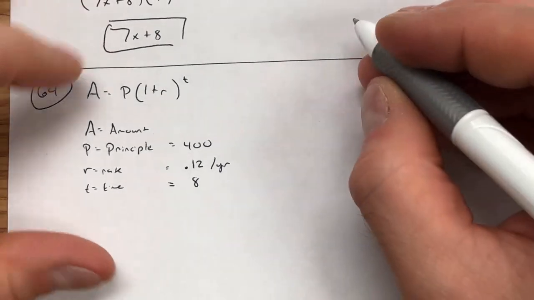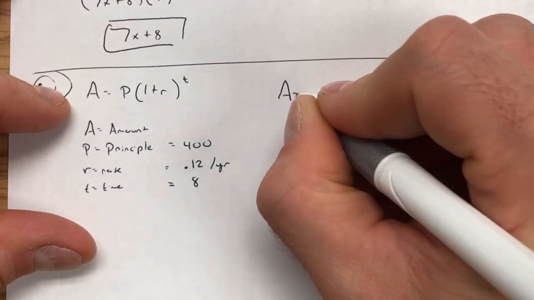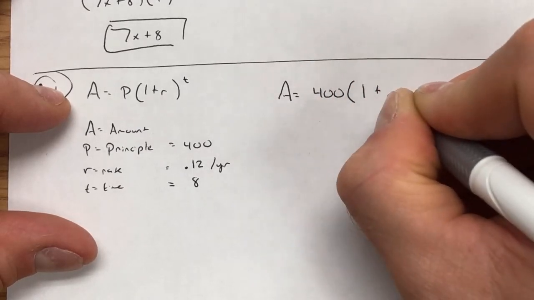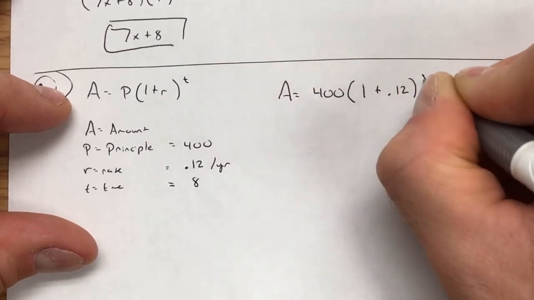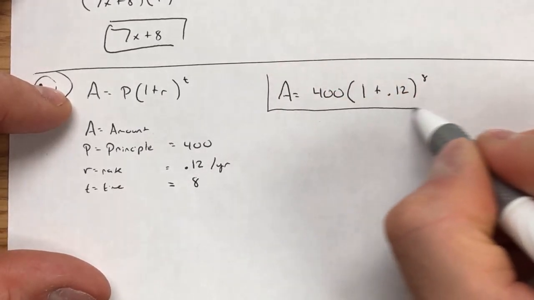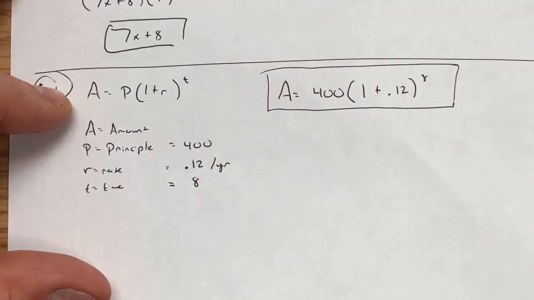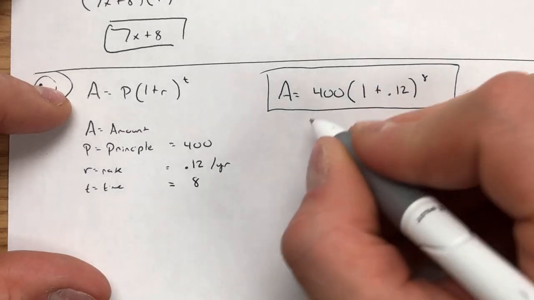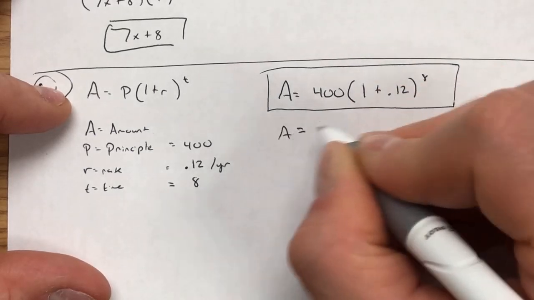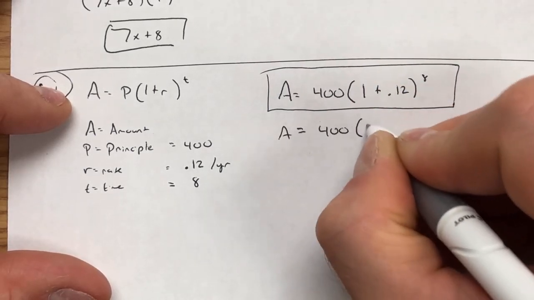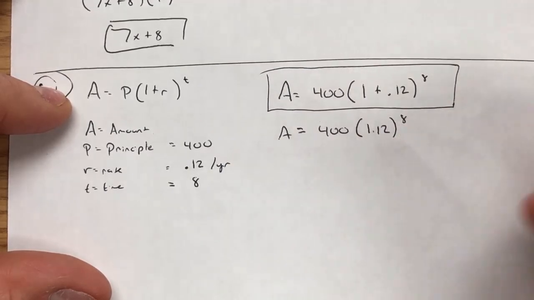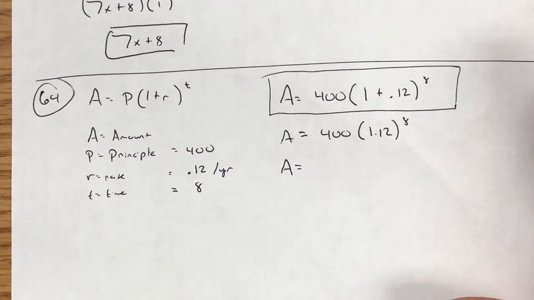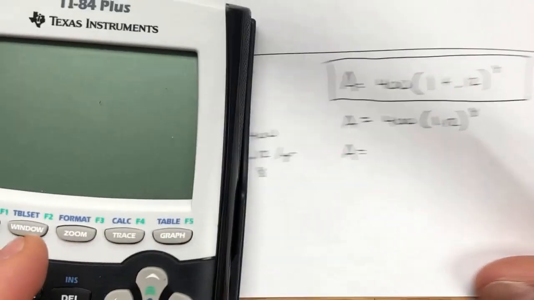Okay. So if I plug all these values in, I get A equals 400 times 1 plus 0.12 raised to the 8th. This is answer number 1. This is your expression. And then the actual amount, I need to evaluate this out. Well, this is going to be 400 times 1.12 raised to the 8th. A couple different ways we can evaluate this out. We could plug it in all at once.